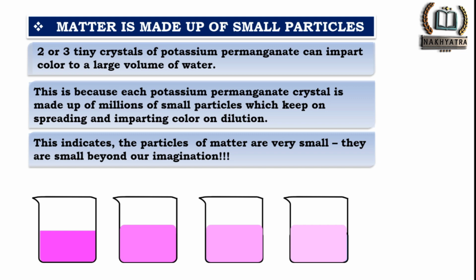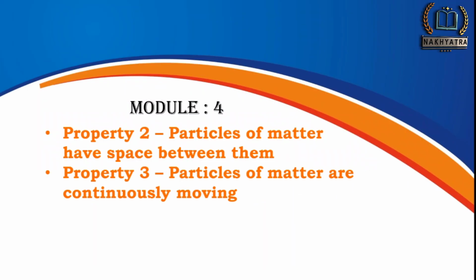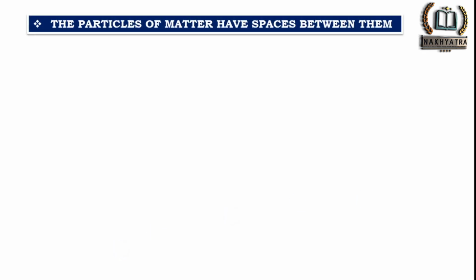Now let us see the next property of matter, that is, particles of matter have space between them. And the third property, particles of matter are continuously moving. Alright, now let us see the second property of matter, that is, the particles of matter have spaces between them.